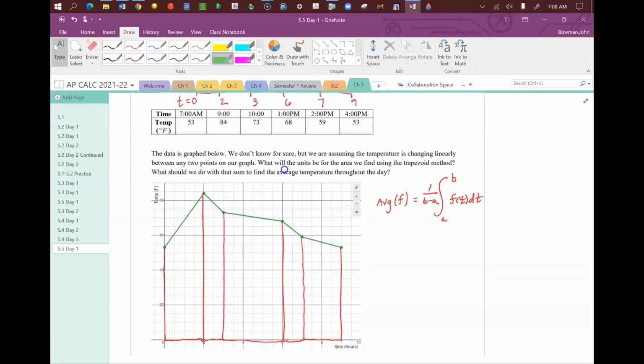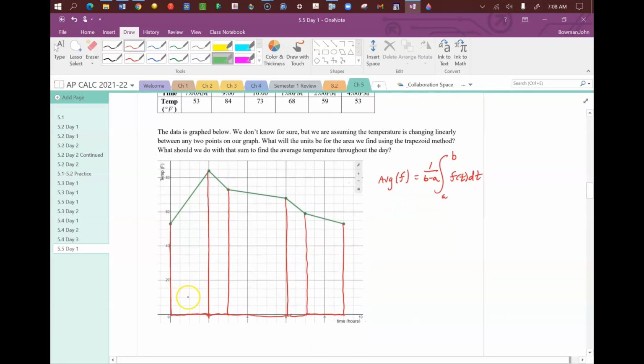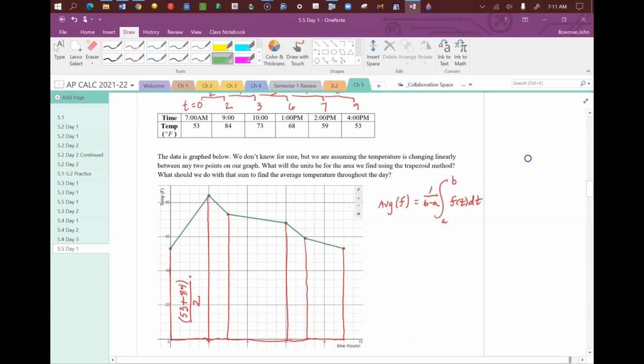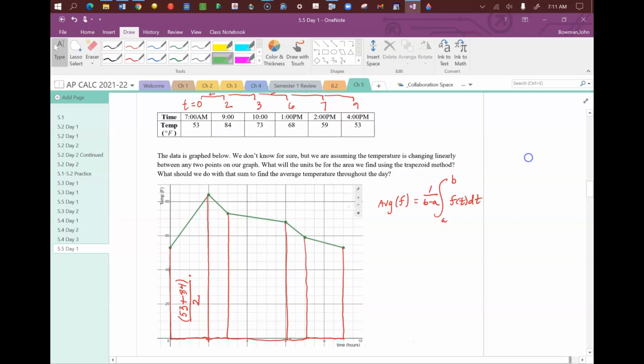So by looking at the table, we can see that our first base is 53, our second base is 84. We divide that by 2 to find the average. As I was saying, our first trapezoid, we add up the two bases, divide by 2 to find the average, and then we multiply by the height. And the height in this case is the distance from 7 a.m. to 9 a.m., which is 2.